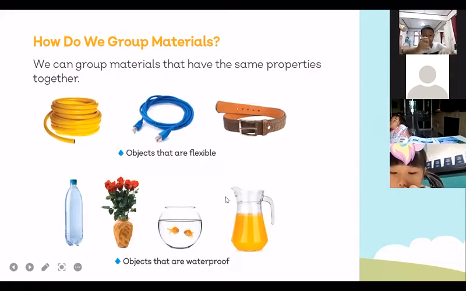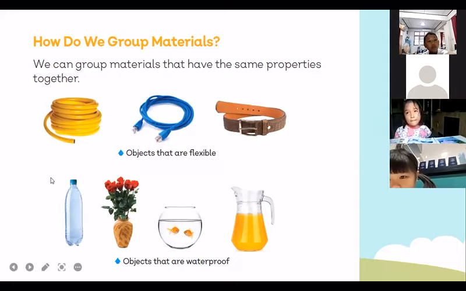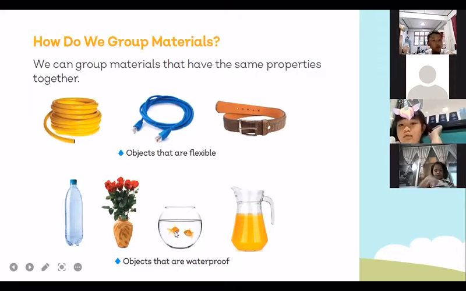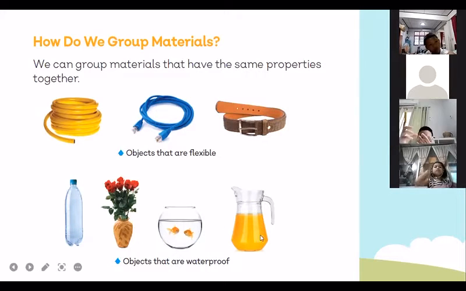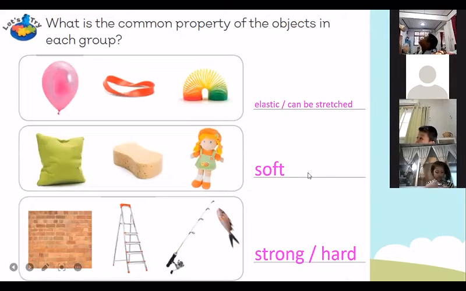Okay. Next group down here. We have waterproof. These objects are waterproof. So we have a plastic bottle. This is called a vase. Next one is called a fish bowl. And this one is called a jug. Very good. So these objects are waterproof. Can you see they hold water? You can put water inside. Right, so that's our one group. Those are two groups.